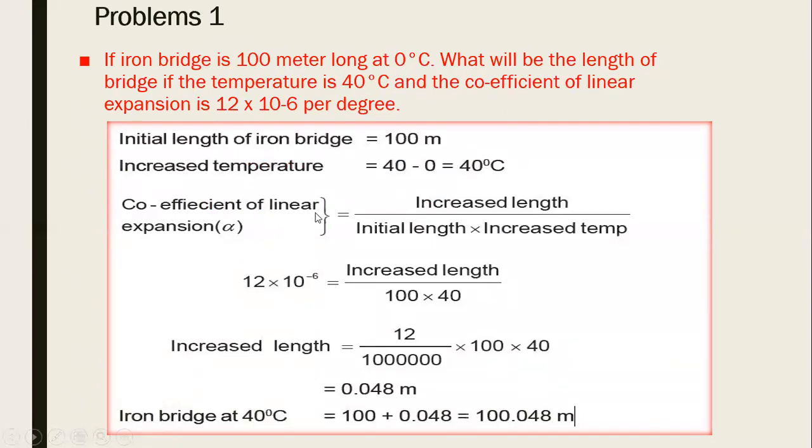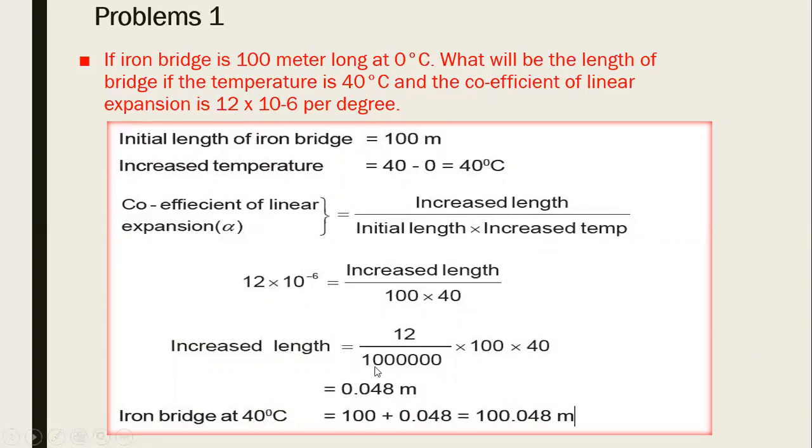What is the equation for the coefficient of linear expansion? It is the change in length, the increase in length, divided by the initial length into the increase in temperature. So you have to find the increase in length. The coefficient of linear expansion is given, 12 into 10 raised to minus 6. The initial length is equal to 100 meters, and the change in temperature is 40.